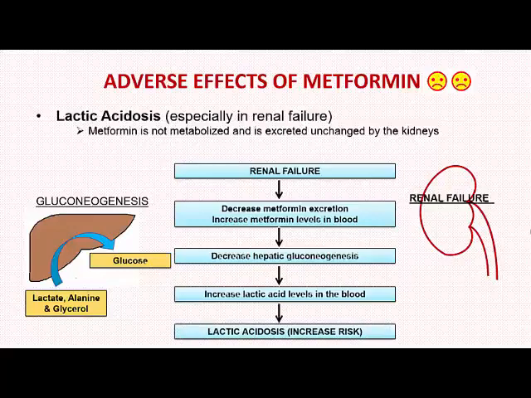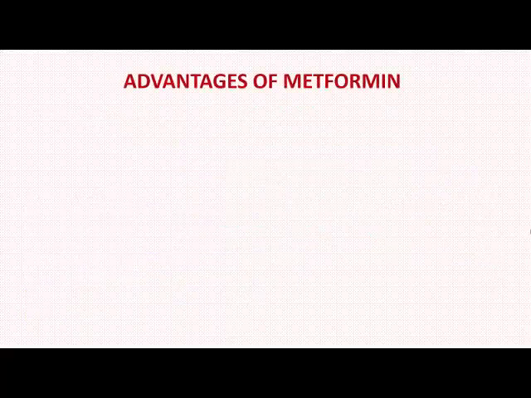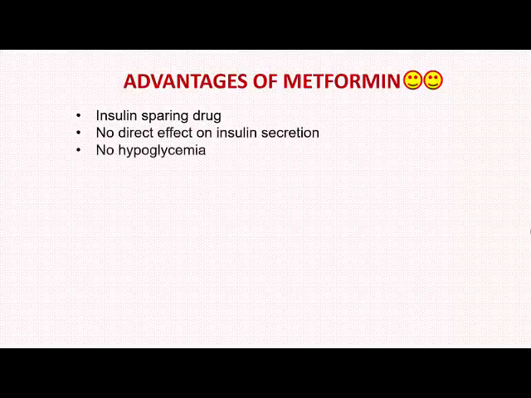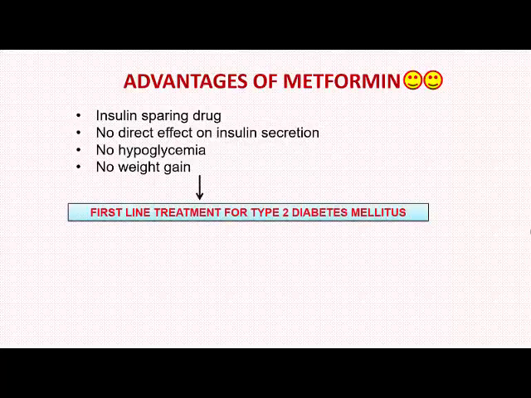But risks apart, metformin has many distinct advantages over other antidiabetic drugs, such as it is an insulin-sparing drug, which means that it has no direct effect on insulin secretion. Therefore, it does not cause hypoglycemia. It also does not cause weight gain, so it is preferred in obese diabetic patients. Due to these glaring advantages, metformin is the first-line treatment for type 2 diabetes mellitus.